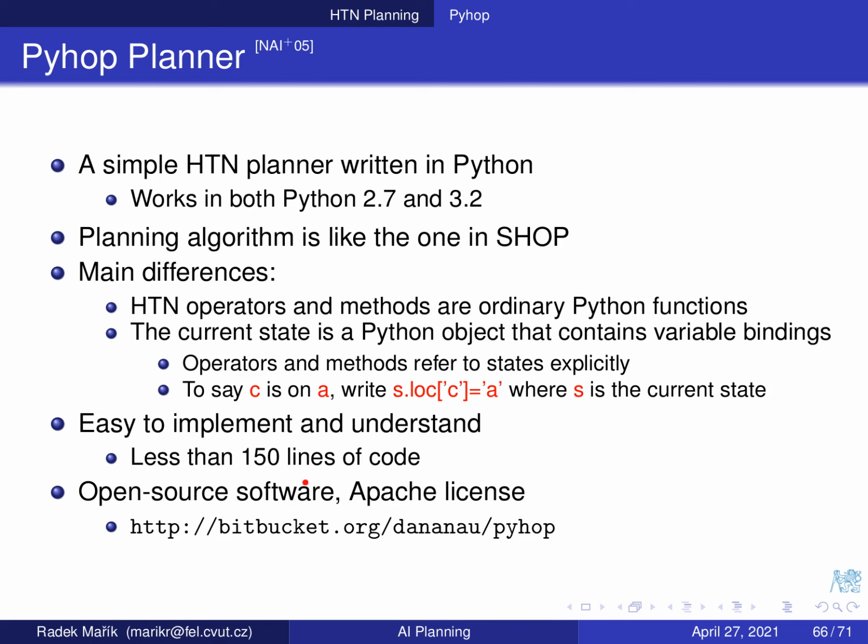It is basically an exceptionally low number of lines, because usually the planners are many thousands of lines of code. This one is basically 150 lines. It can be downloaded from this website.